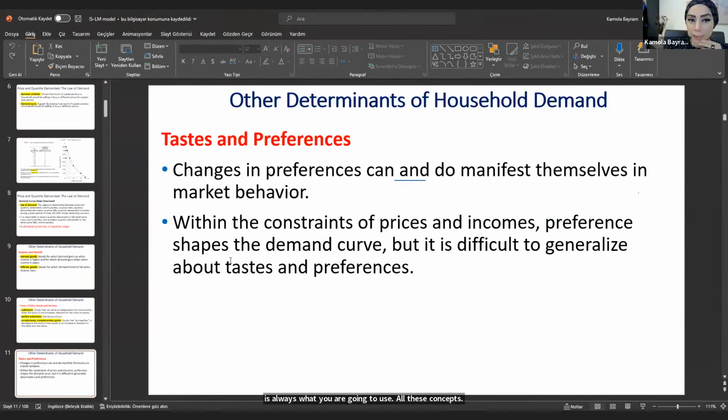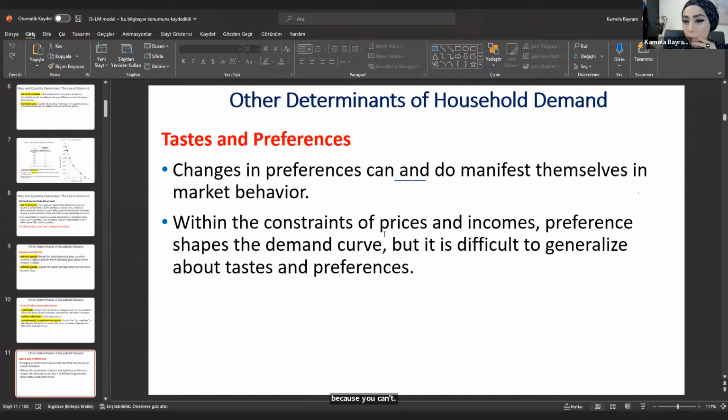Now, moving to the next, tastes and preferences. When it comes to tastes and preferences, the changes in preference can and do manifest themselves in market behavior a lot. As in my first example, let's say you were consuming beef or chicken or fish every day, and suddenly you decided to become vegetarian. Then even though all those goods are cheap in the market, you are not going to consume them because you cut consumption of animal products.